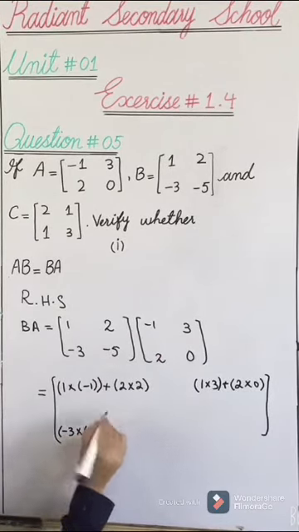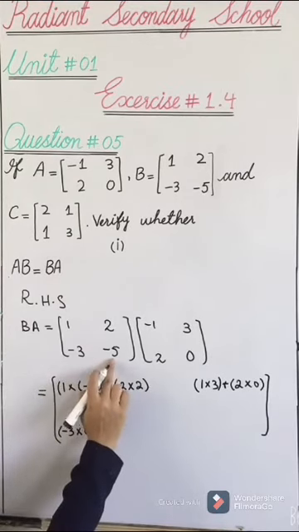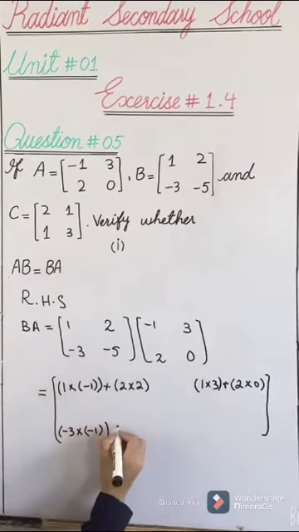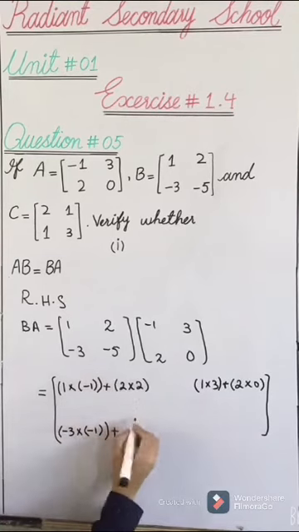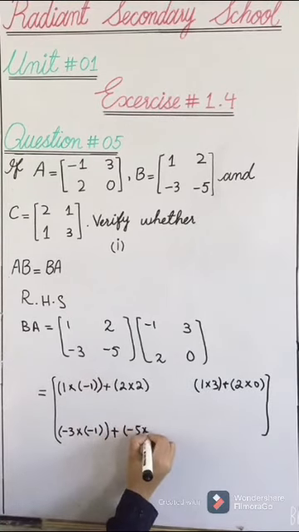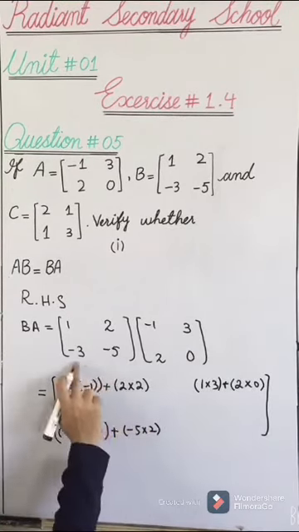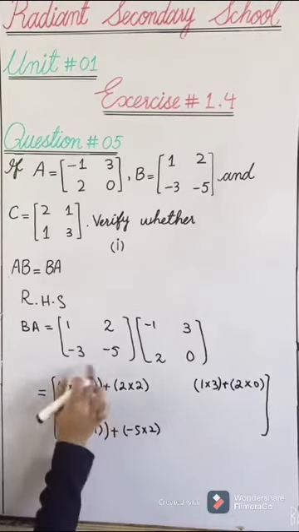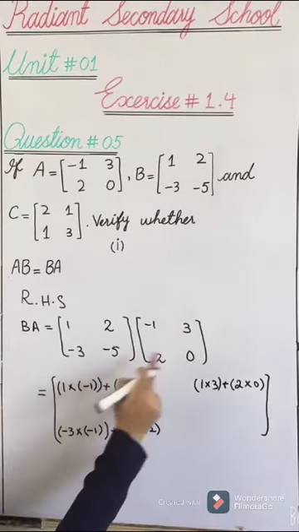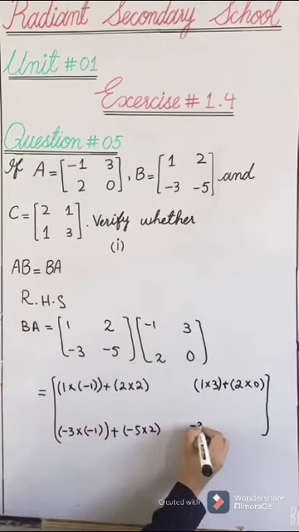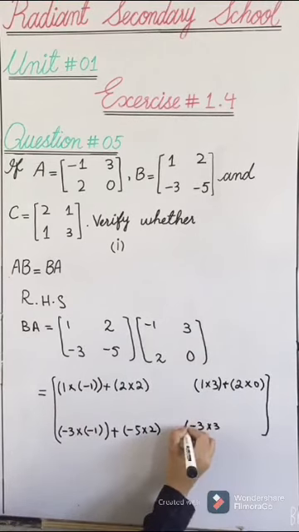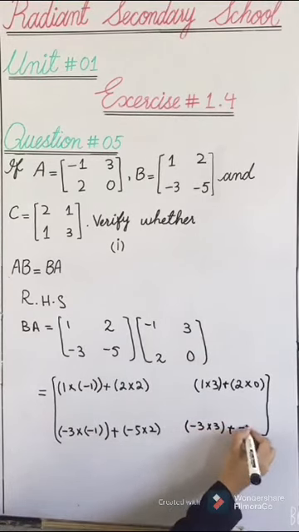And second row, second element with the second element, plus -5 multiplied by 2. And this is your third entry. Now second row with second column, -3 multiplied by 3 plus -5 multiplied by 0.